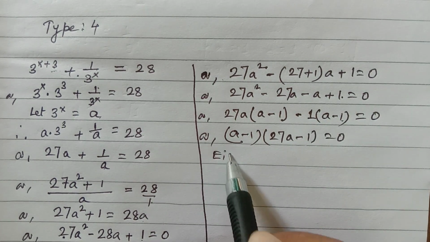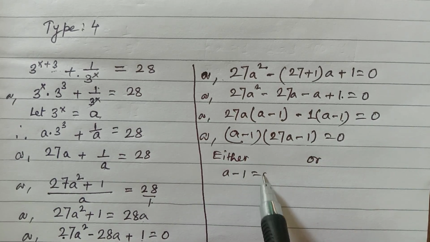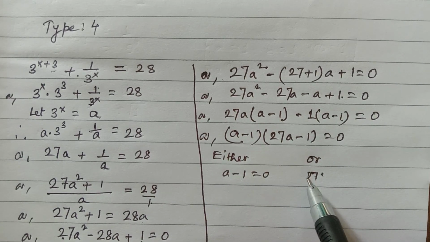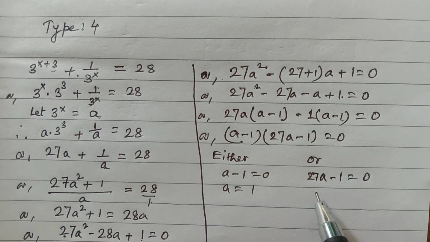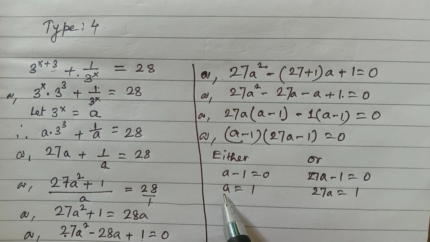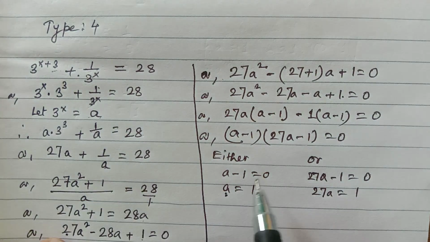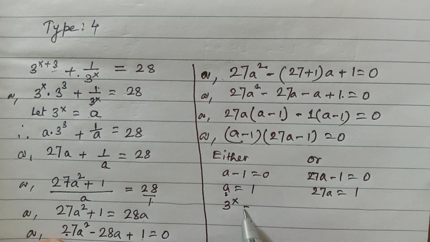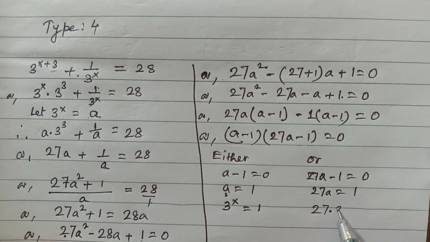So either a minus 1 is equal to 0, or 27a minus 1 equal to 0. So a is equal to 1, or 27a equal to 1. From here I get that a is 3 power x. Okay, so I can write 3 power x equal to 1, and here I get 27 times 3 power x equal to 1.